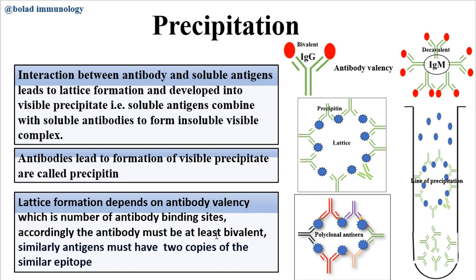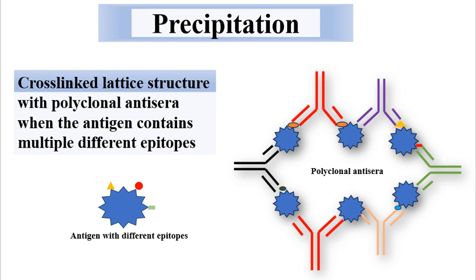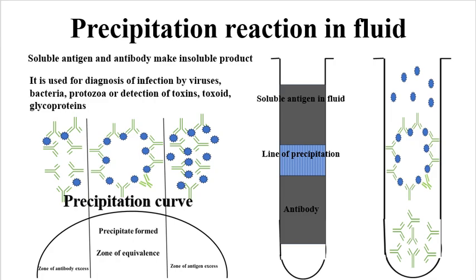Accordingly, the antibody must be at least bivalent, as in case of IgG. Similarly, antigens must have 2 copies of the similar epitopes, as can be seen here. These are monoclonal antibodies, so at least 2 of the epitopes are similar, as they allow 2 monoclonal antibodies to bind. However, in case of antigen with different epitopes, a cross-linked lattice structure with polyclonal antisera is formed when the antigen contains multiple different epitopes. So soluble antigen and soluble antibody make an insoluble product, as can be seen here.